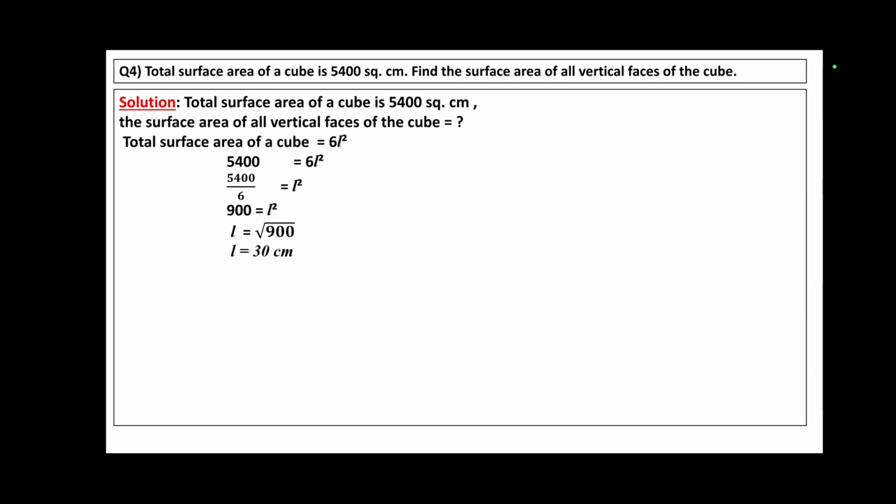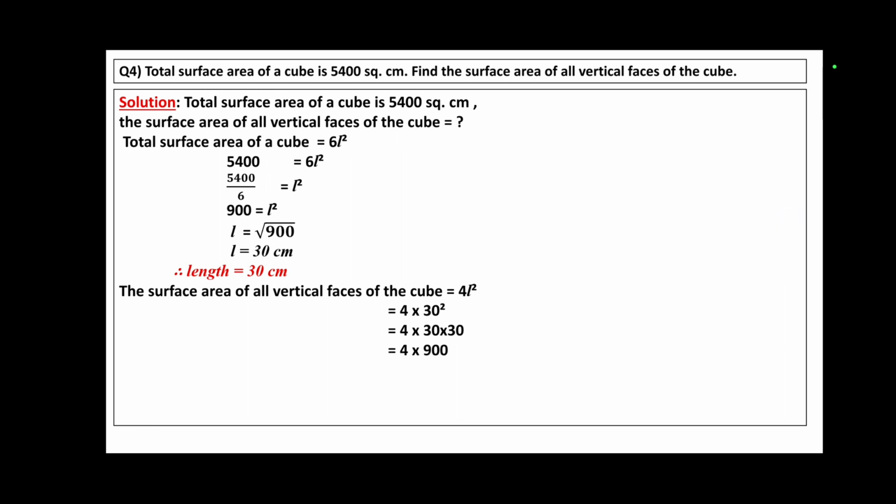So here we got the length. Now this length we can use in the surface area of all vertical faces. The formula is 4 into L square, equals 4 multiplied by 30 square. 30 square, what did we get? 900, right? 900 into 4 we get how much? 3600 square centimeter. Good. Understood?